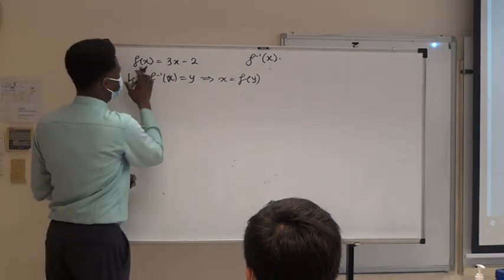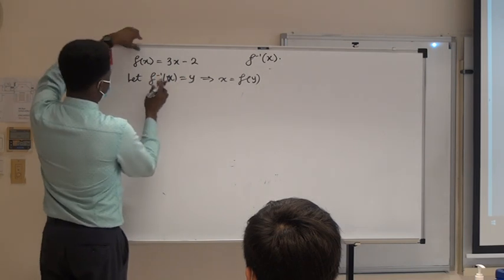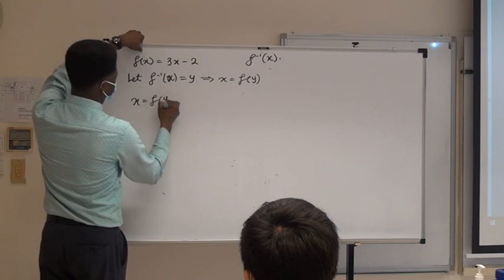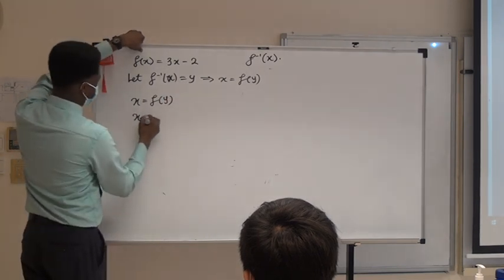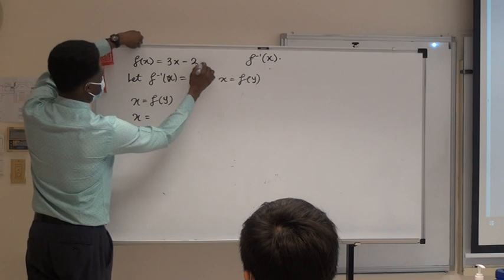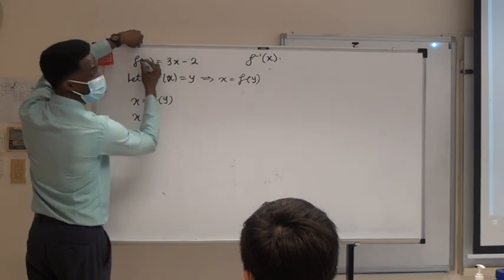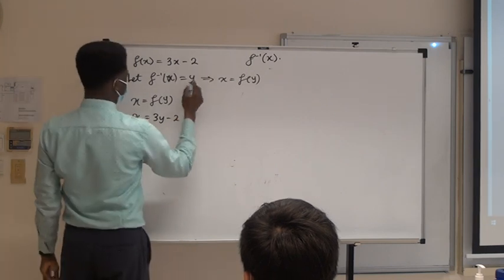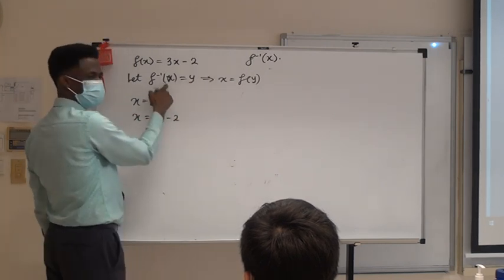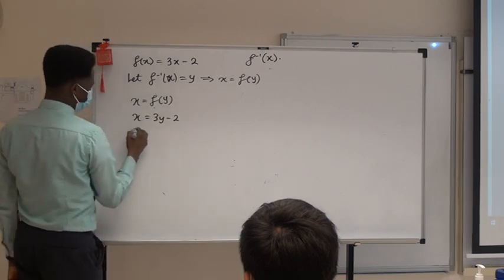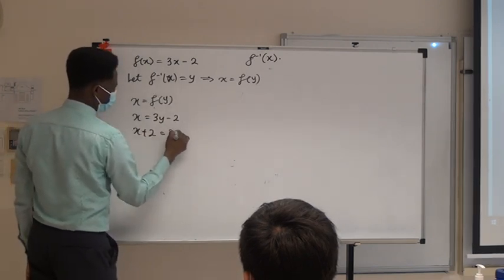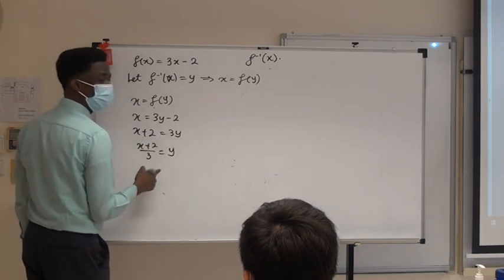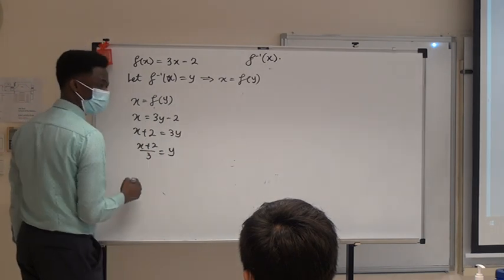Okay? So because x is equal to f of y, from f of x you can write f of y as 3y minus 2. Remember, you need y, which is what you are trying to get. So x plus 2 is equal to 3y. Then x plus 2 over 3 is equal to y. And this y is the inverse that you're looking for.